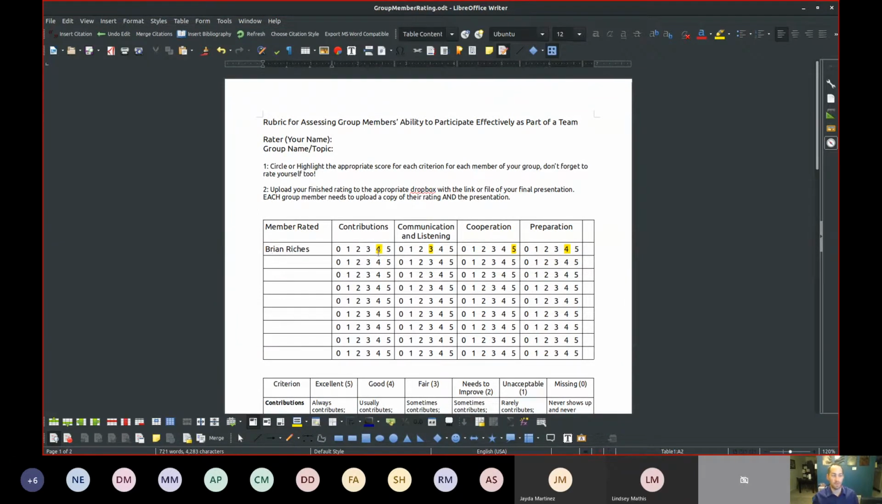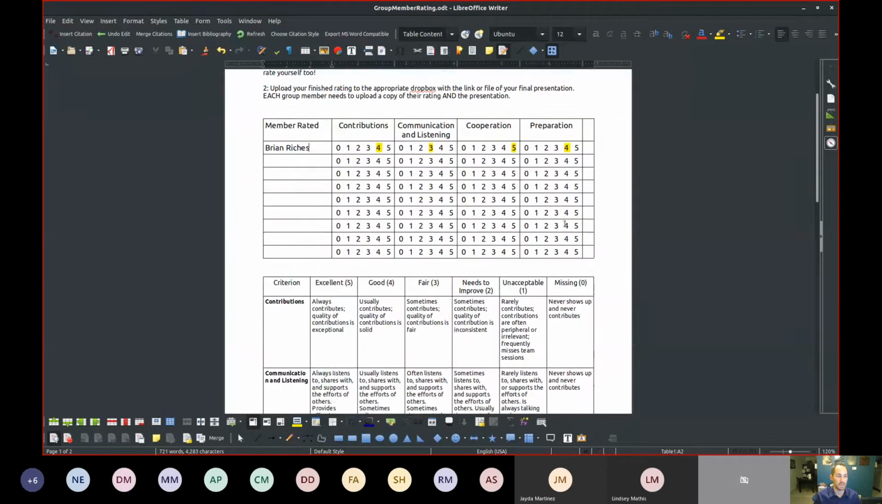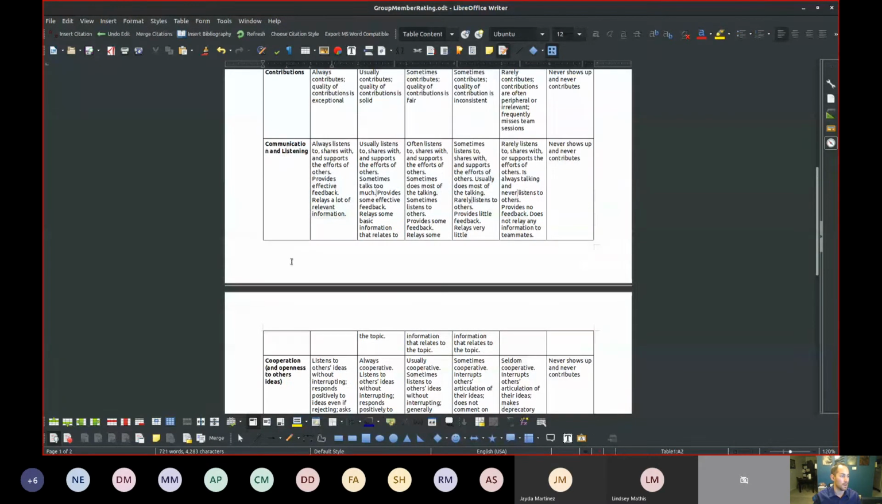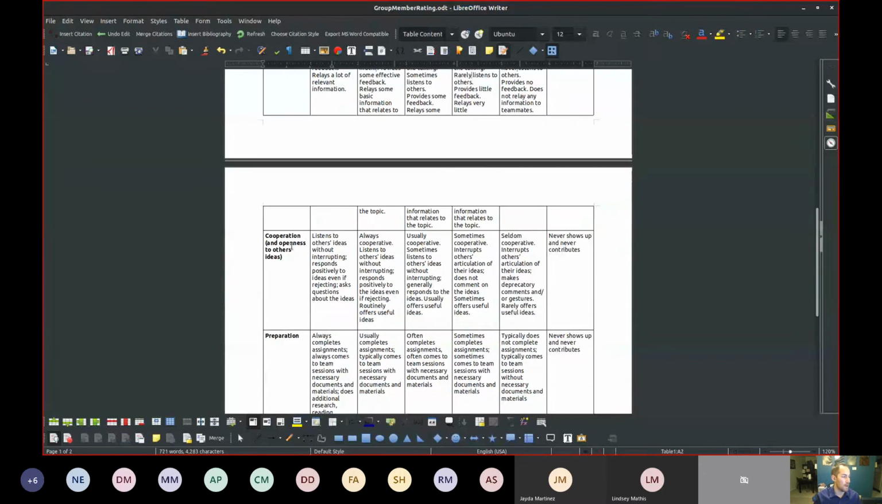And my contributions were 4 out of 5, communication and listening, I'll rate myself as 3 out of 5, cooperation 5 out of 5, and preparation 4 out of 5. To get more detail on what those all mean, contributions, you might rate a 5 if they always contribute. The quality of that contribution is exceptional. Oh, my formatting here is bad.